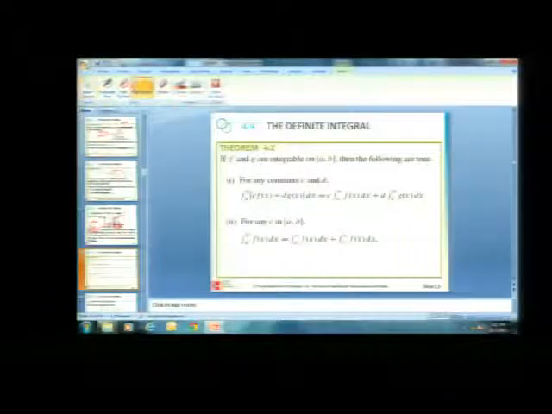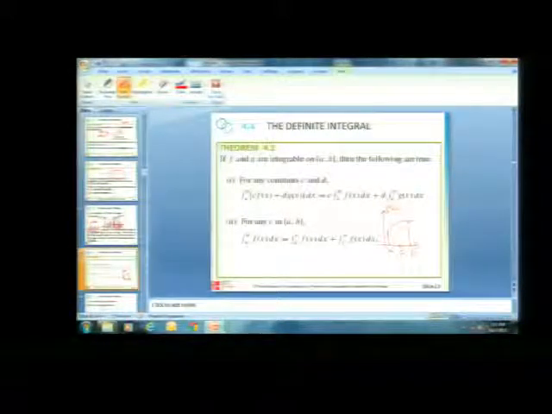Because when you integrate this from a to b, you have a constant c inside. The left-hand side is the entire area under the curve from a to b. Then we can integrate from a to c first, to get the area of this part. And then from c to b, which represents the area of this part. And then we add them up. So the result is the same, isn't it? The result is the total area under the curve from a to b.